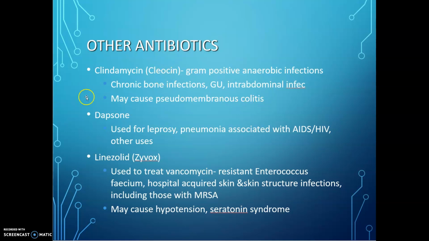Dapsone, this is used for leprosy. You don't see this as commonly in the U.S. Pneumonia associated with AIDS and HIV, because these tend to be opportunistic, right? And then Zyvox, this is used to treat vancomycin-resistant Enterococcus faecium. This is hospital-acquired, and so you'll see Zyvox with my really resistant pathogens. It can cause hypotension, right? And then serotonin syndrome, so beware.